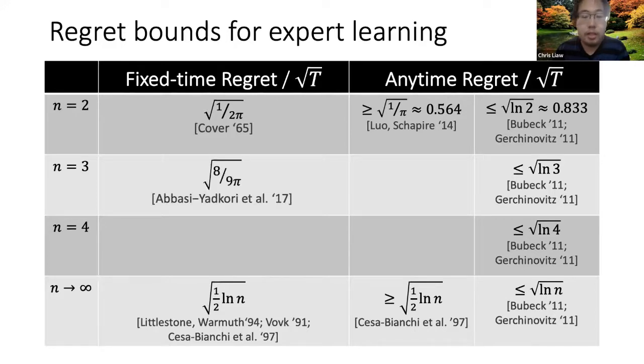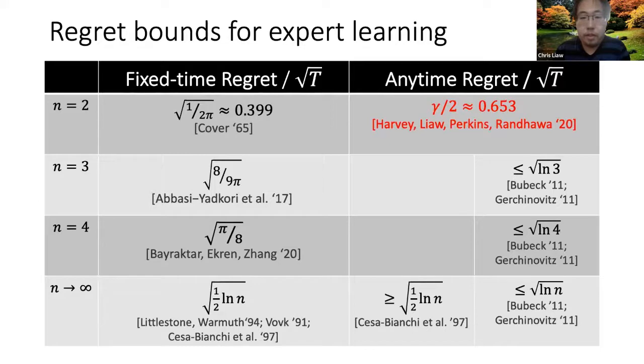Okay, let me mention that there's also been additional work in the fixed time setting. So for n equals 3, it's known that the optimal regret is square root 8/9pi. And for 4 experts, the optimal regret is square root pi/8. Okay, so our main result is an optimal algorithm in the anytime setting for 2 experts. And we show that it is equal to gamma/2, where gamma is a constant I'll explain in the next slide. And numerically, the value of this constant is about 0.653.